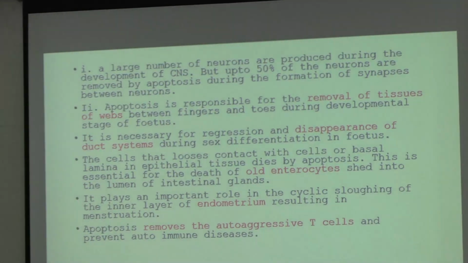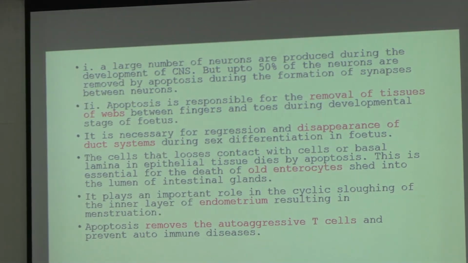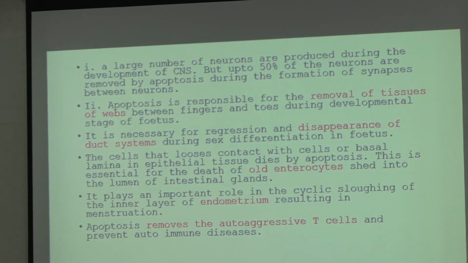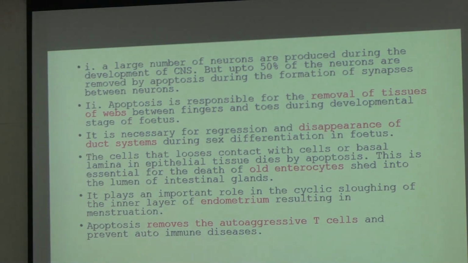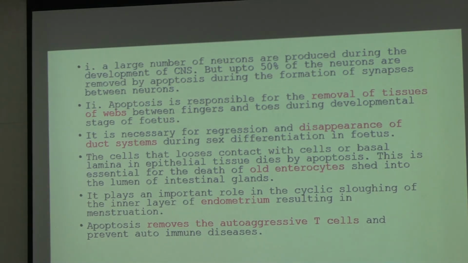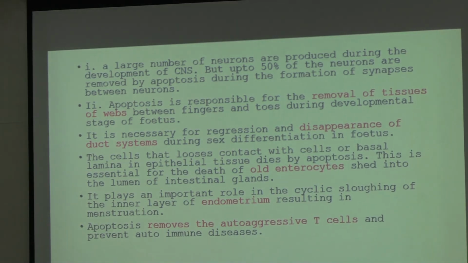As I said, a large number of neurons during the developmental process are dying, and new neurons will be formed, and this happens during the formation of synapses.